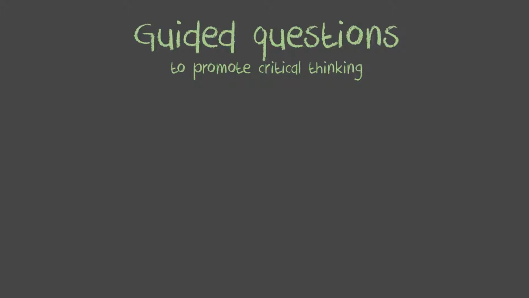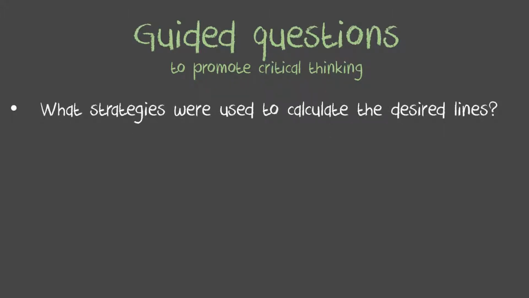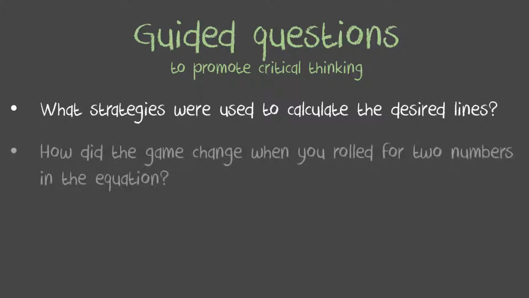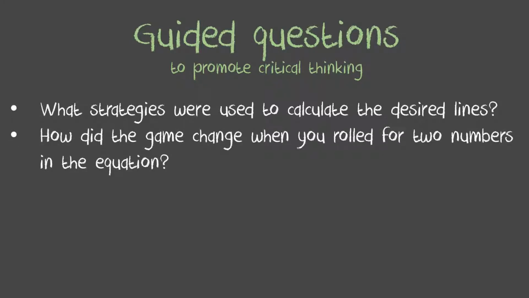Some guided questions to help promote critical thinking. What strategies were used to calculate the desired lines? How did the game change when you rolled the 2 numbers in the equation? So you can change the game by the numbers that we had on the game board, in which we just selected our own numbers. As the students get good at this, they can roll dice to get what those numbers will be for any 2 of the boxes, and then the 3rd box they can come up with any number that they want. So it gets them once again thinking about the numbers and how to get the outcome that they want. So this question addresses that.